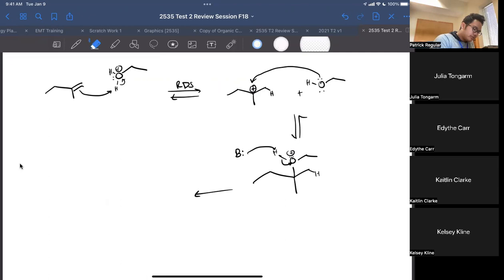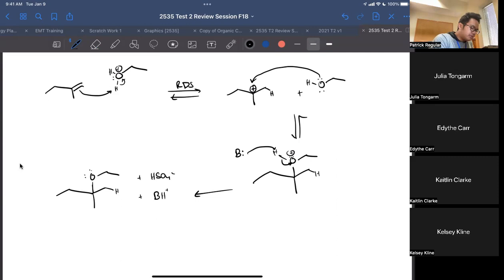Then you would have the H there, O, and then the lone pair. And then you're welcome to do the HSO4 minus, and then whatever convenient base you have there. Honestly, if you end up using alcohol, you're welcome to just write stuff like that. Anyone have any questions on this mechanism?